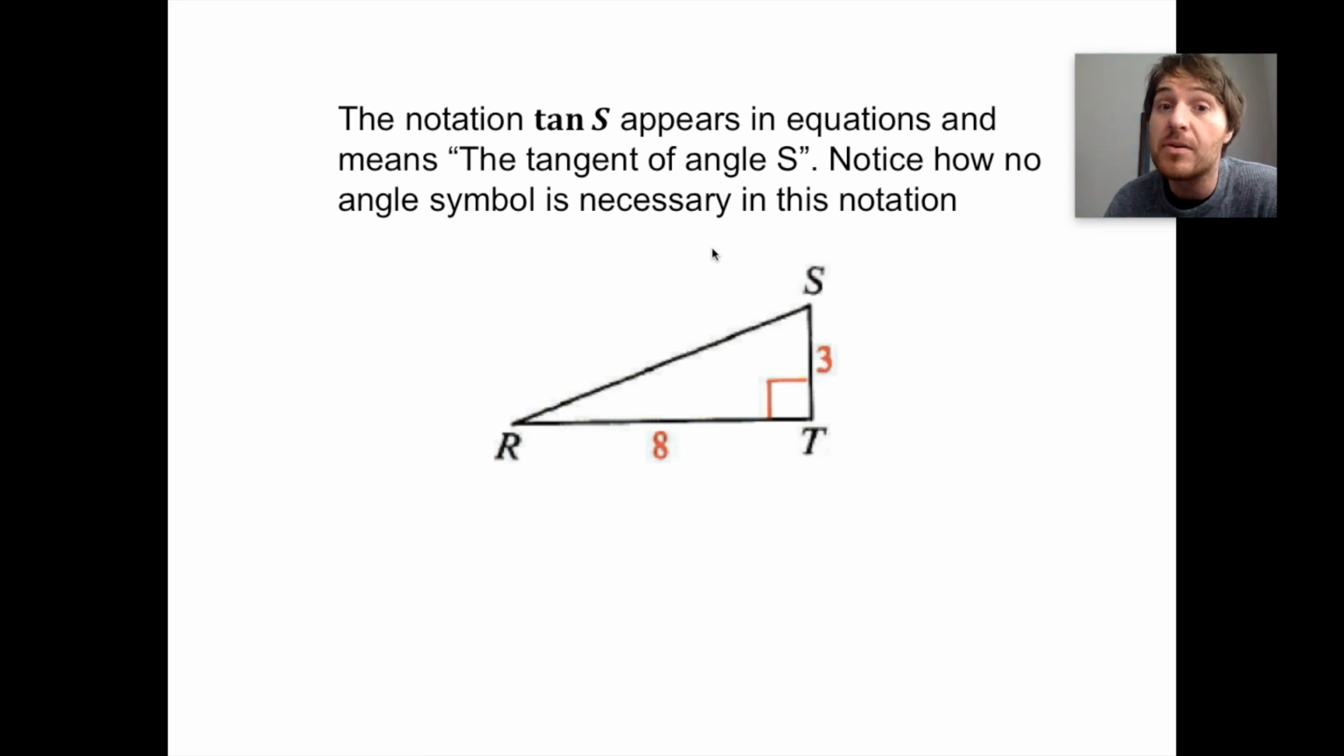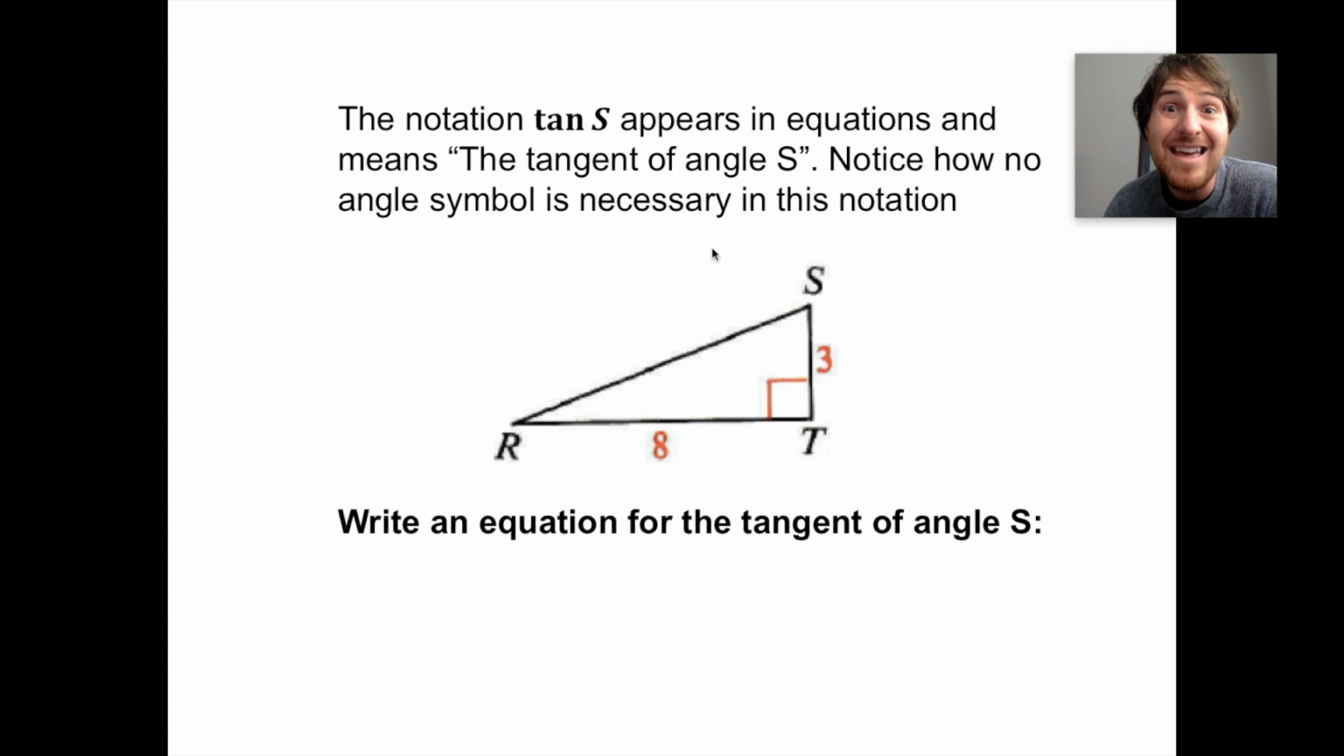Notice how no angle symbol is necessary in this notation, okay? So when you get this in a textbook, they're not going to show the angle symbol, but they're talking about angle S here. So a question you might get here is write an equation for the tangent of angle S, and yes, I think Mr. Fortin can do that for you here. Tangent of angle S, and I don't even put the angle symbol, I don't have to. That ratio would equal its opposite, and here the 8 side is opposite.